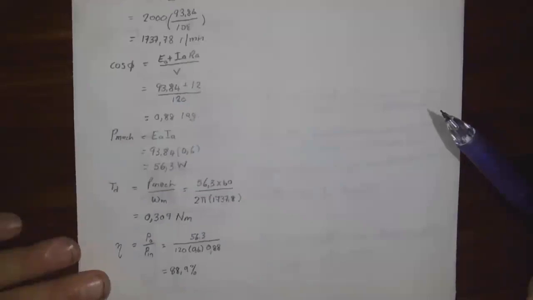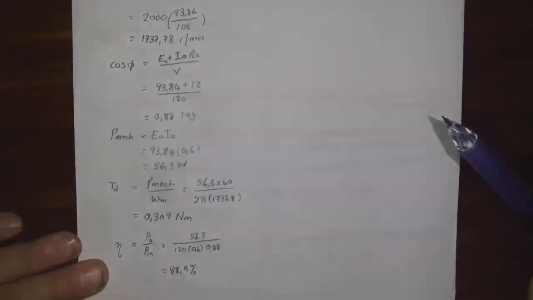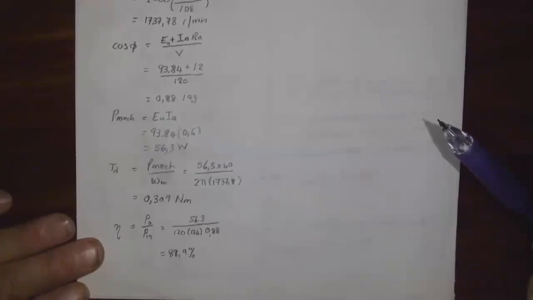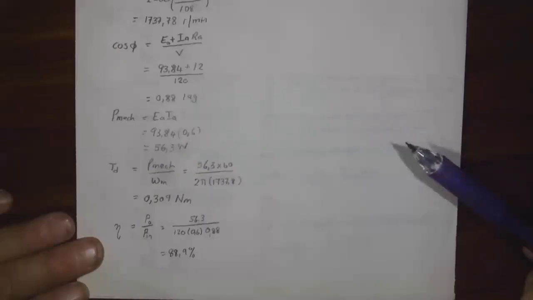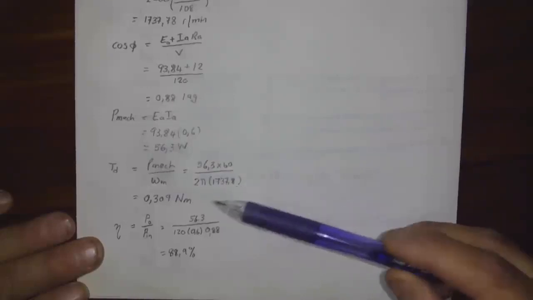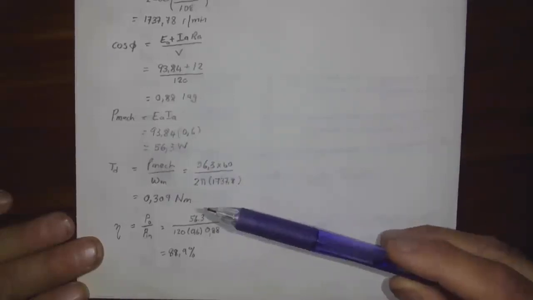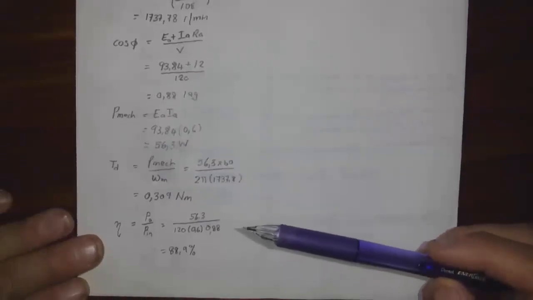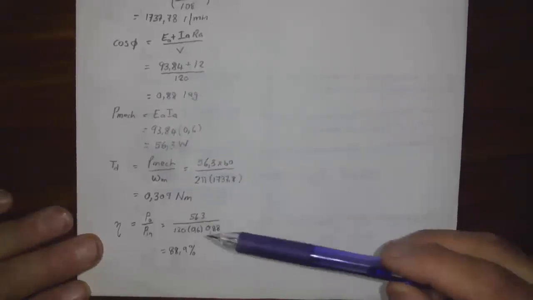Mechanical power is EA IA. That is 93.84 times 0.6, which is 56.3 watts. The developed torque or the direct axis torque is P mechanical over omega M. That is 56.3 times 60 divided by 2 pi and the speed. That gives us 0.308 Newton meters. And the efficiency is P out over P in, that gives us 88.9%.